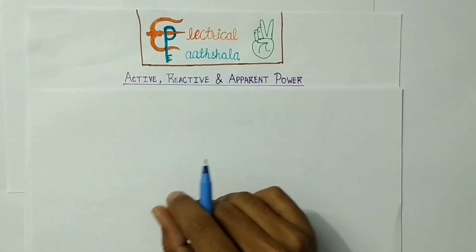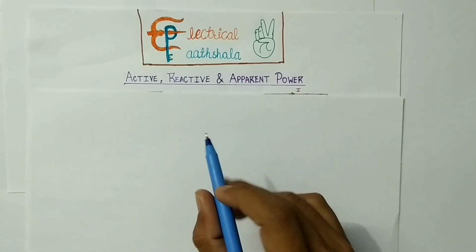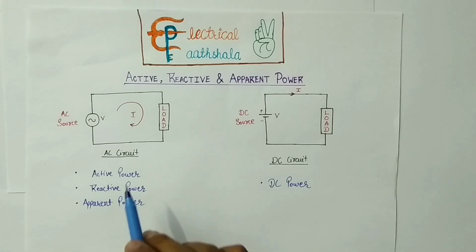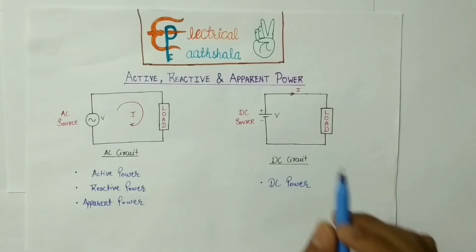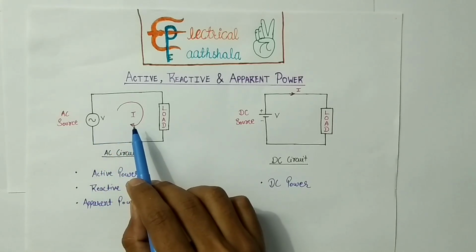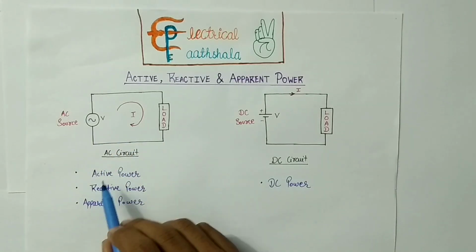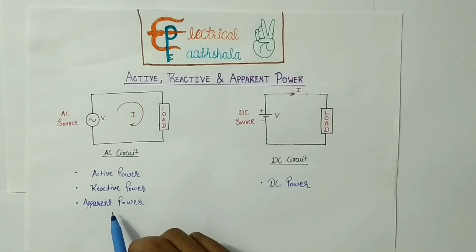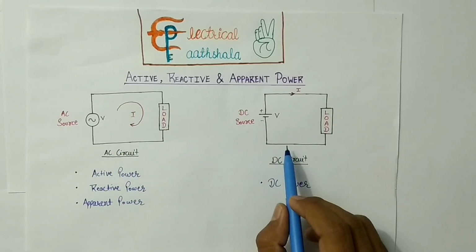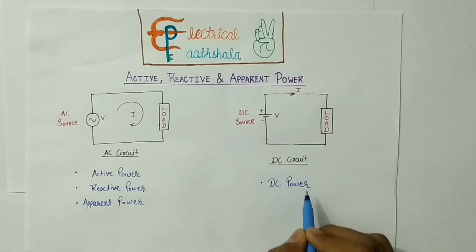So let's start. So guys, we talk about active, reactive and apparent power in the case of AC circuits only, not in the case of DC circuit, because in the case of AC circuit, the voltage and current waveforms are sinusoidal. That's why we will talk about active, reactive and apparent power in the case of AC circuits only, not in the case of DC circuit. In the case of DC circuit, we talk about DC power.